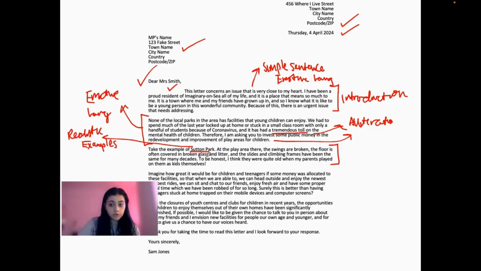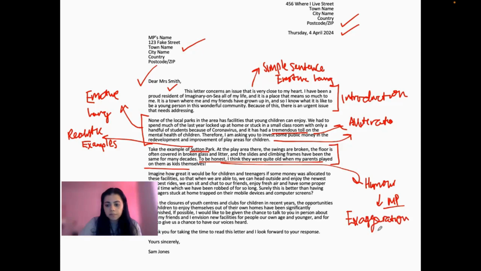Another thing he uses here is humour. He says, to be honest, I think they were quite old when my parents played on them as kids. He's talking about the play areas and saying that his parents must have played on them when they were kids. This is humour here. But another thing that it's doing is making the MP probably feel a bit intimidated, maybe a bit kind of ridiculed, because she needs to do something about this because the play areas must be that old that his parents were playing on them when they were kids. So we can also say that he uses exaggeration here, which is also known as hyperbole.